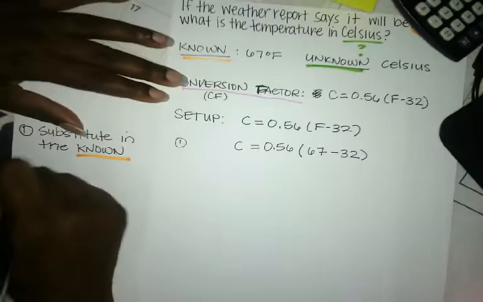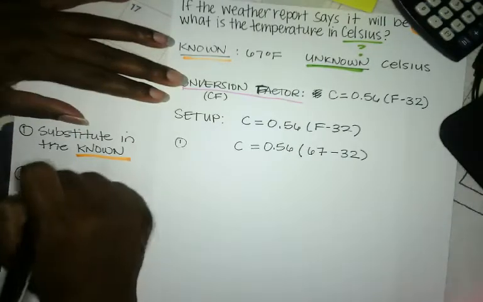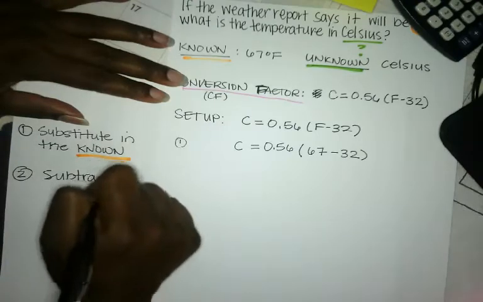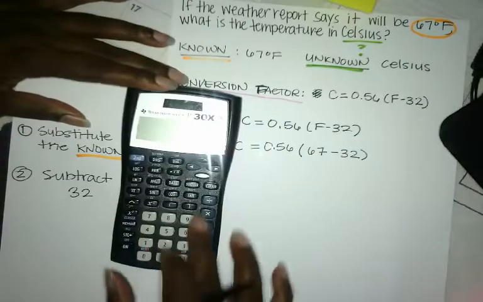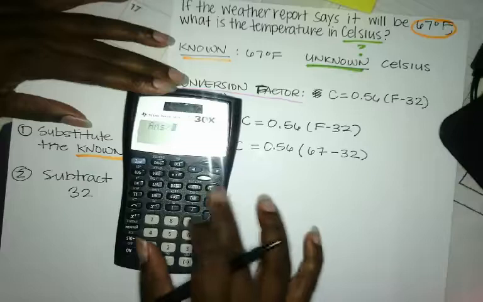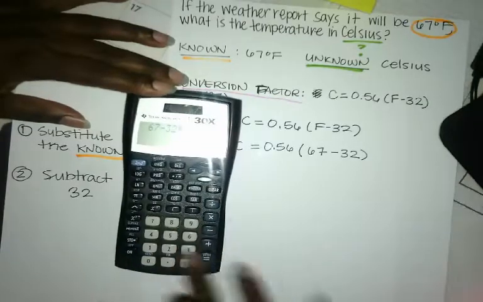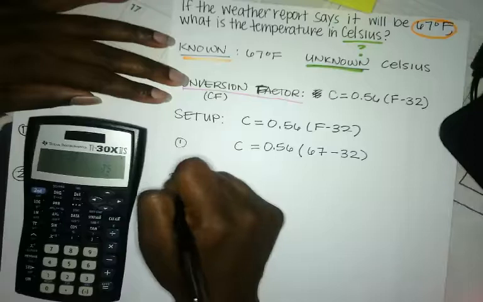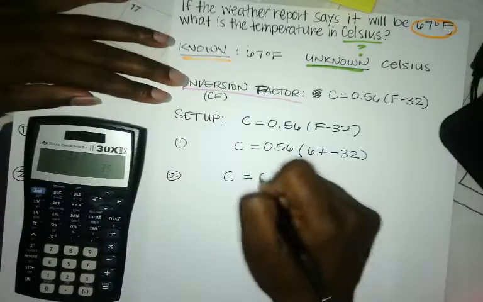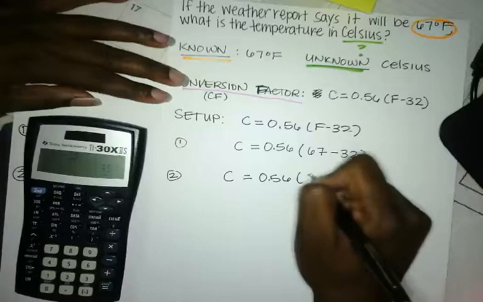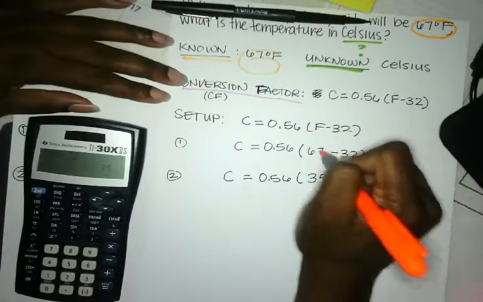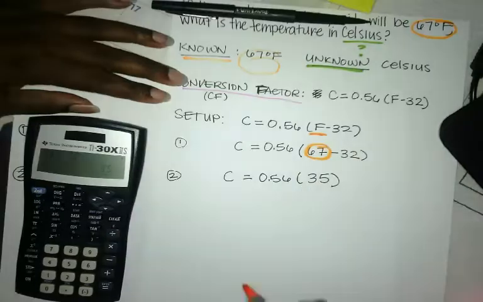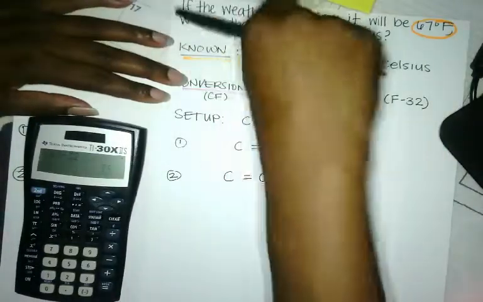Okay. Our next step is going to be to subtract 32. And that's just to simplify what's inside the parentheses. So in our second step, C is equal to 35. Just so you're tracking here, this is that 67 that we started with. We put it in right here. Okay? And when we subtract, we wind up with 35.